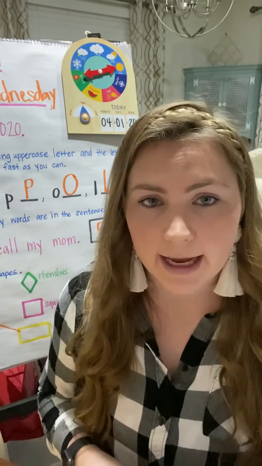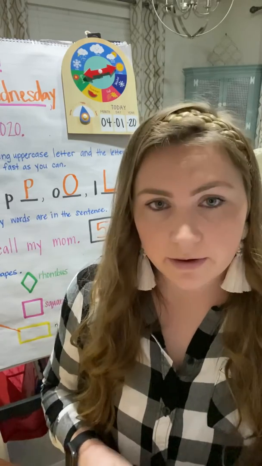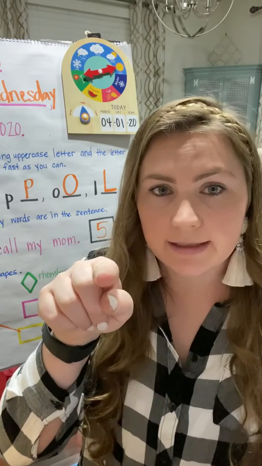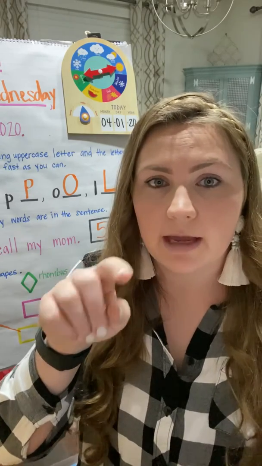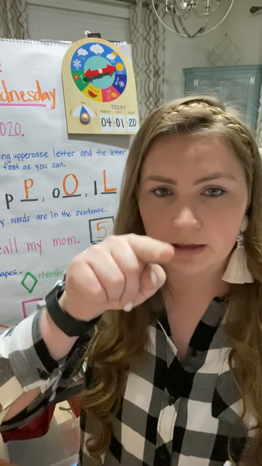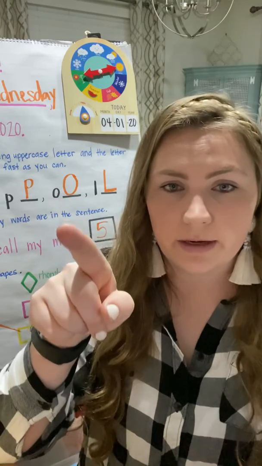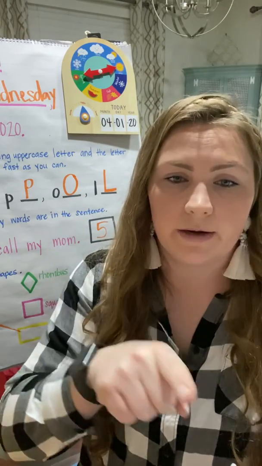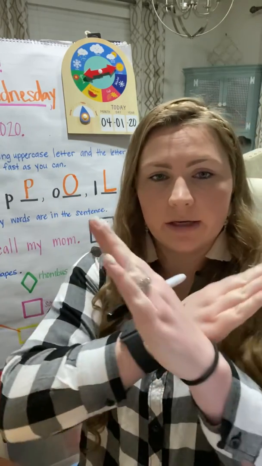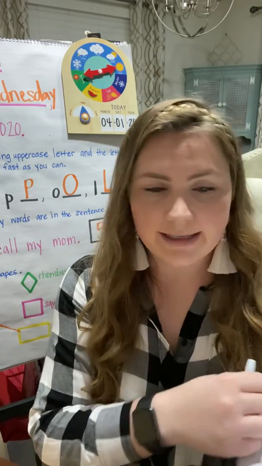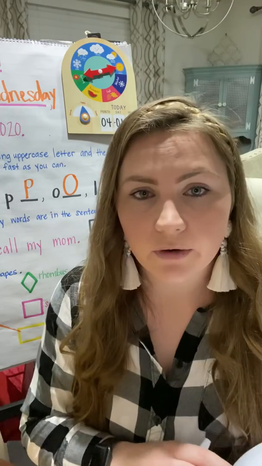A lowercase x starts in the middle, so not at the top, not at the bottom, in the middle. And you do the exact same motion, but instead of doing a big X, you're going to make a small x. So again, you start in the middle, you go down and touch the line diagonally, and then you do it again. Start in the middle, go down and touch the line diagonally, and they should make like a crisscross like this. And that is all I have today for our Saxon. I will see you guys in a few minutes for our read aloud.